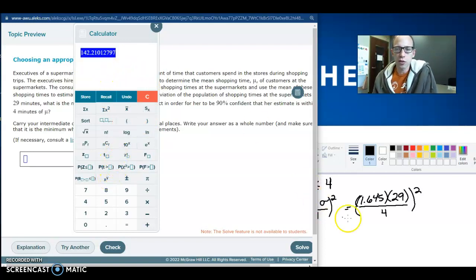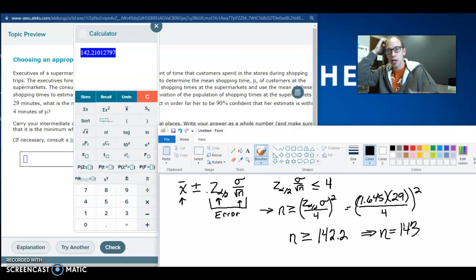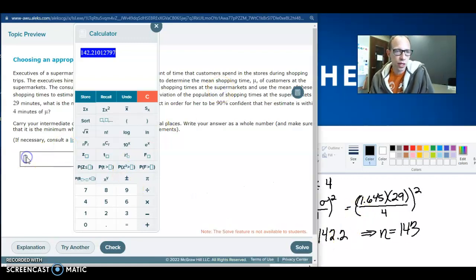So we get 142.2. Now, typically we would round that down to 142, but notice that we specifically want to be greater than this number. So that tells us we're looking for a sample size of 143. We're looking for the nearest number above that 142.2. And so that's where we get our 143 here.